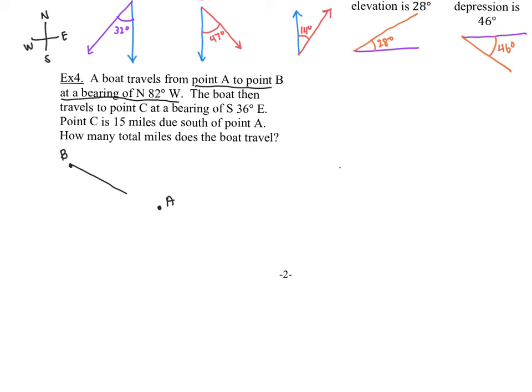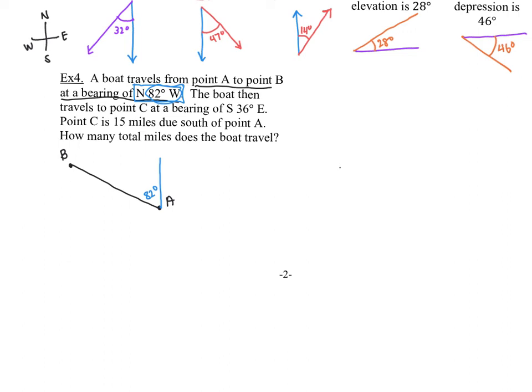Let me mark the angle they give me, which might not be the angle I want. From A to B, so from point A, he's going north. I'm going to draw the north line. 82 degrees west. So on the west side of the north line, it's 82 degrees. So the 82 degrees goes here. It's on the west side of the north line from point A.